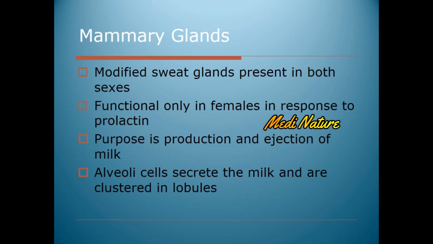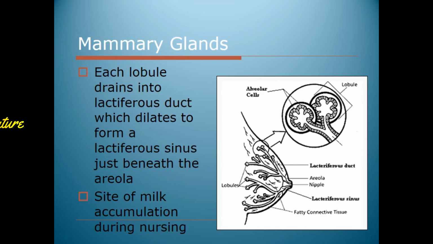Mammary glands are also considered a part of the female reproductive system. They are modified sweat glands which are present in both males and females. But mammary glands are functional only in females, in response to the hormone called prolactin. The main function of mammary glands is production and ejection of milk. The milk is secreted by alveoli cells. These cells get together and form clusters called lobules. Each of these lobules drains into lactiferous ducts.